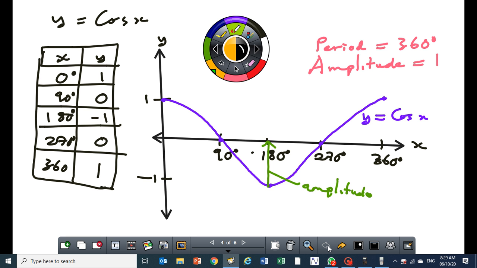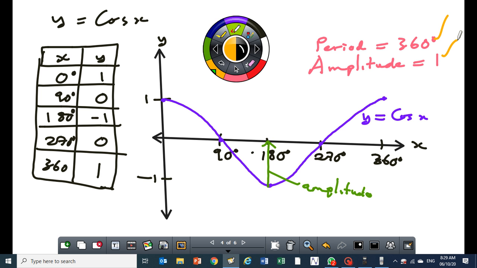Now, the properties are almost similar. The only difference is that the graph of sine starts at the origin. This one starts right at the maximum value of y. So the way that I did the table for sine is the same as for cosine. The period of this graph is 360. The amplitude is also 1, because the maximum value is 1 here. The minimum is minus 1. So your amplitude is also 1.